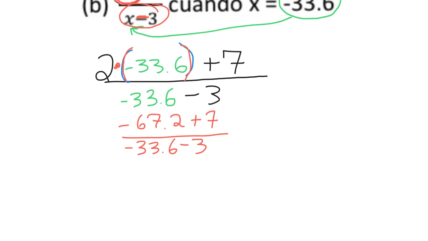Now we're going to simplify the top. We have a plus, and we're simplifying the bottom. So do the top, and then do the bottom separately. So negative 67.2 plus 7 should give us negative 60.2.